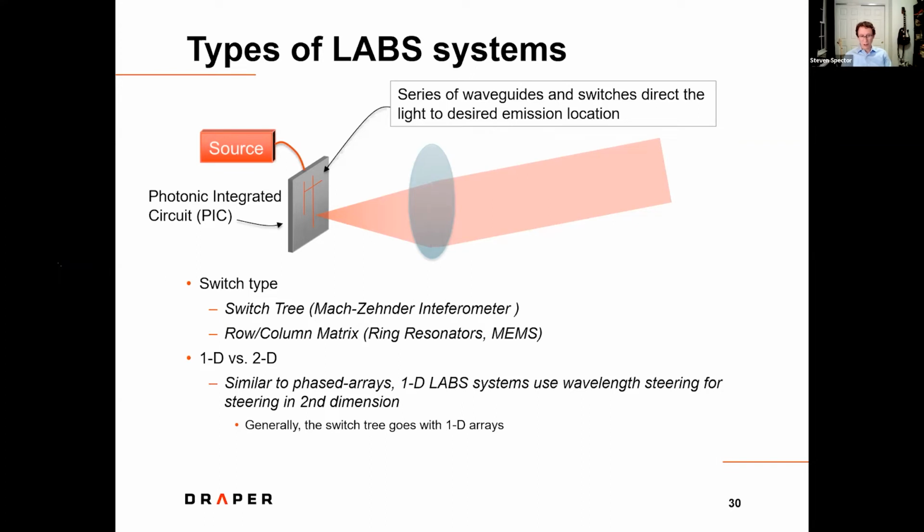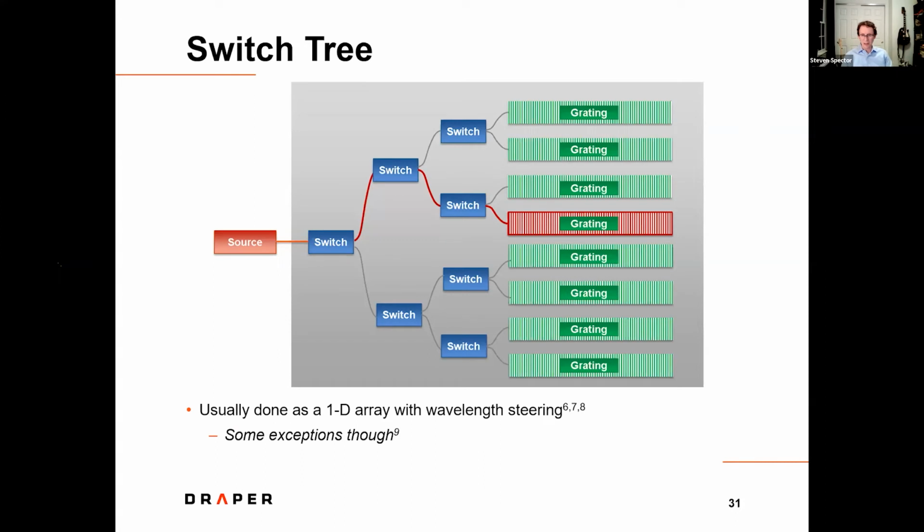You can also use a 1D or a 2D method of steering. And the 1D method works very similar to what we described before with the optical phased array, where you use wavelength steering for steering in the second direction. Generally, these do match in a certain way, in that the switch tree goes with the 1D arrays just because the switch trees are large. But it doesn't necessarily have to be that way. So I'll talk about the switch tree first.